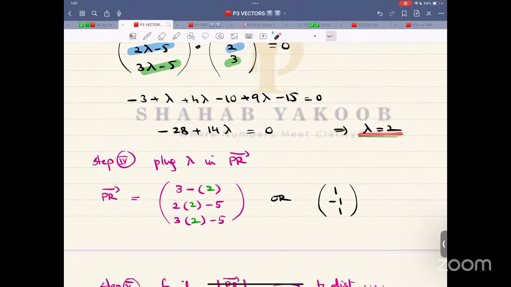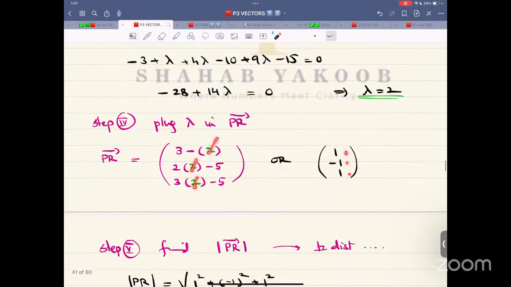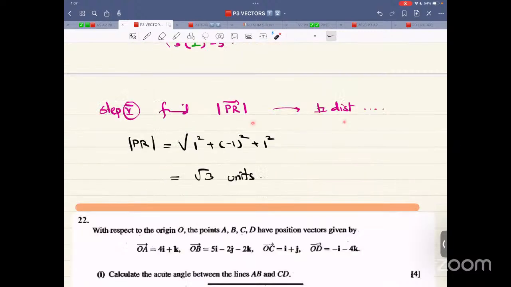And then you find the value of lambda. Sometimes lambda comes out to be integers, sometimes fractions, sometimes a weird number like 7/20. It could happen. Positive, negative, it could happen. Plug the value of lambda in PR. So I plug in the value of lambda in PR, I get this thing. Let's find the magnitude of PR, that is the perpendicular distance.